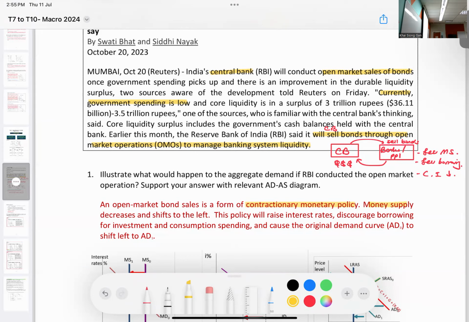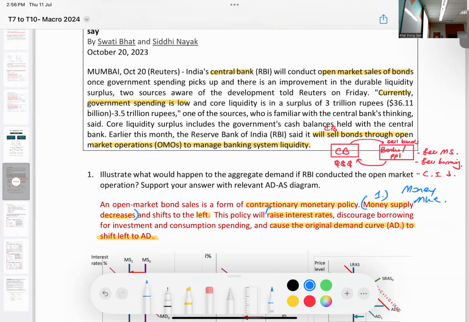So money supply will shift leftwards. What happens is this will increase the interest rate, discouraging people from consuming or investing, so causing aggregate demand to fall. Now let's say I want to prove all this in diagrams. We have a few diagrams to prove. The first one is the money market, where money supply shifts left.